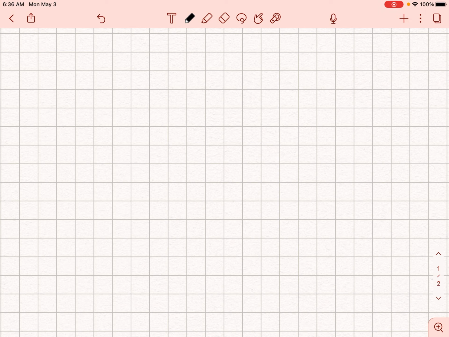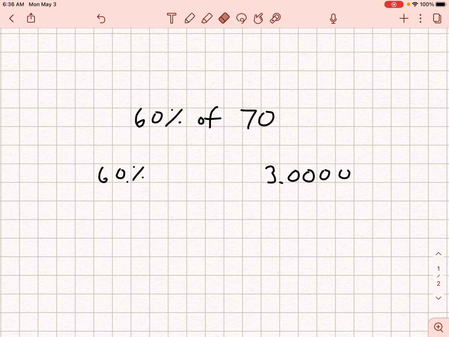Let's try, let's see, what is 60% of 70? 60% of 70. So we're going to start again by turning 60% into a decimal number. So again, we can imagine there's a decimal at the end of any number. The number 3, we can pretend there's a decimal after it. It just means that there's nothing after the decimal, but it's still useful to keep in mind that that's where the decimal point would be.